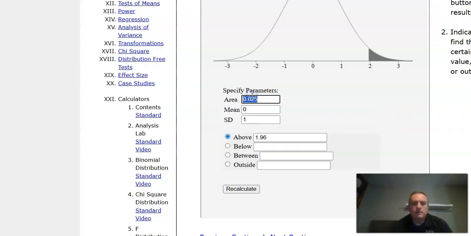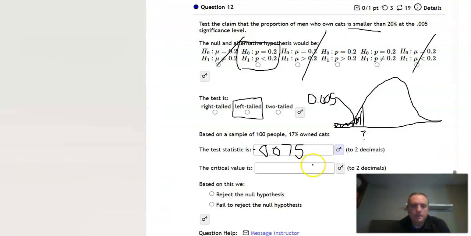We want an area of 0.005. We want the standard normal curve, which is a mean of 0 and a standard deviation of 1. And we want below that. So negative 2.5758 is our critical value. As we can see in this diagram, it's just this little tiny bit that has an area of 0.005 on the left. Negative 2.5758.